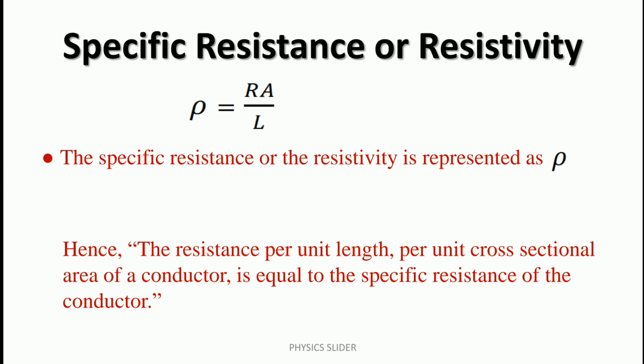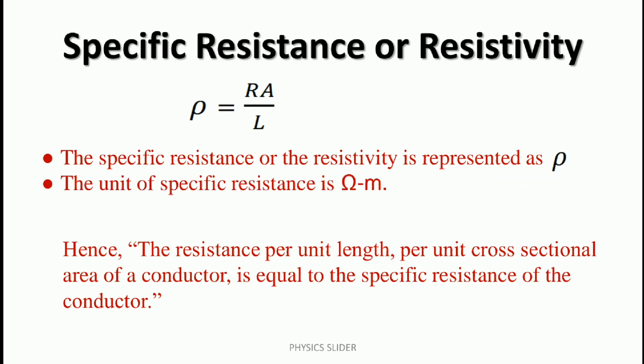Now we will get the unit of this. Watch here. The specific resistance or the resistivity is represented as rho. The unit of specific resistance is ohm meter. How is it ohm meter? Watch here. The unit for resistance is ohm. The unit of area is meter square, and the unit of length is meter. So 1 meter is cancelled by 1 meter. We get only 1 meter here and it becomes ohm meter. The unit of specific resistance becomes ohm meter.